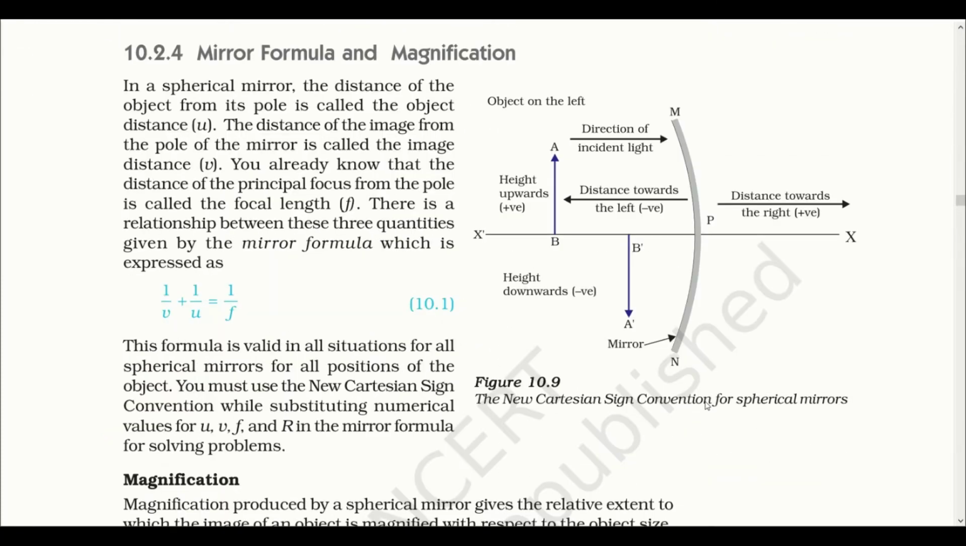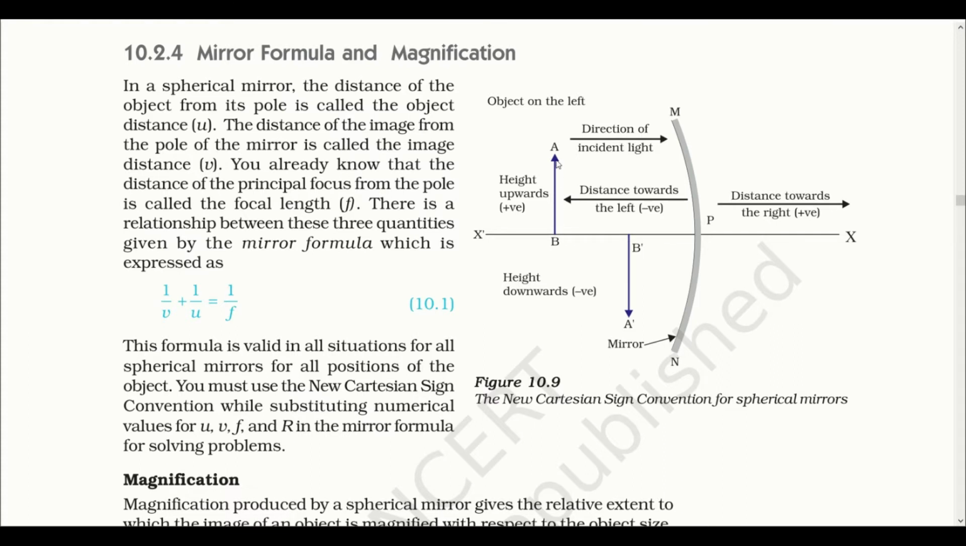So if you see in this diagram, this is the new Cartesian sign convention for spherical mirror. Now, the light will be incident from the left hand side to the mirror. So the direction of the incident light would be like this. The object will be on the left hand side. So the distance from the pole towards the object will be negative. In the same manner, the distance from pole to the image will be negative.